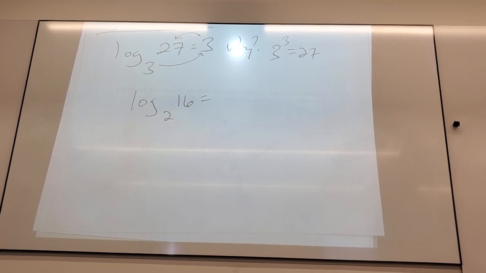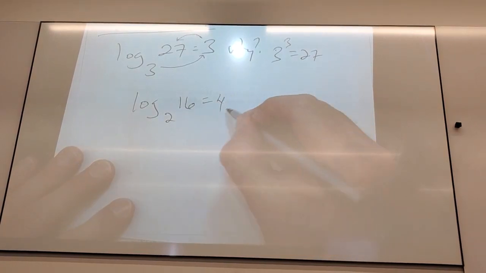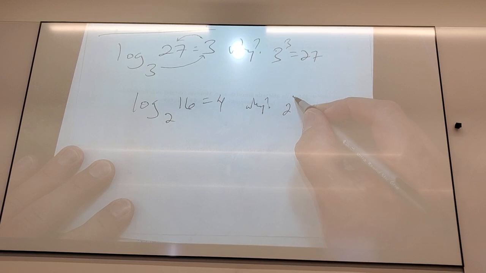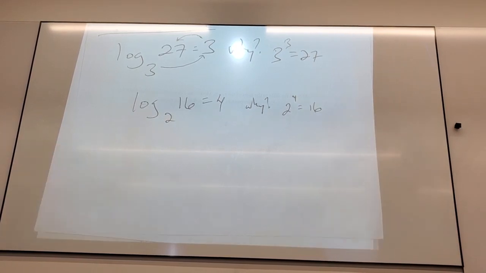All right, who's got that? 4? Yeah. Why is it 4? Because 2 to the 4th is 16. Or another way to think about it, it takes 4 2's to multiply to be 16.